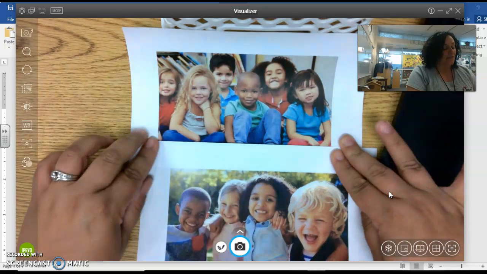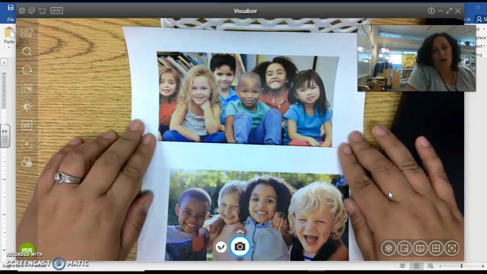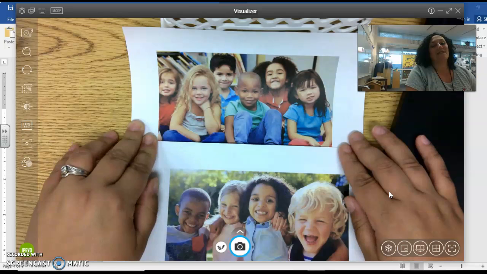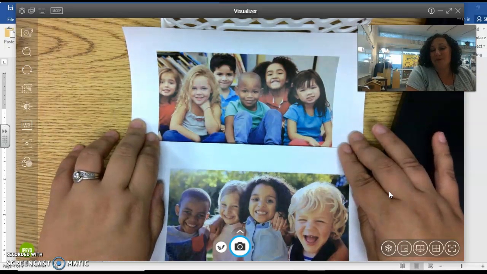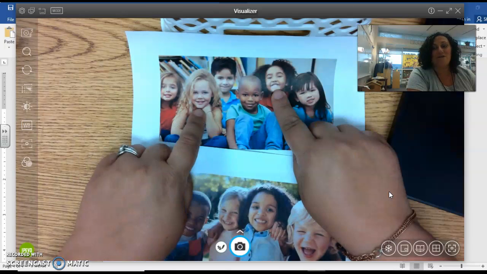All right, now let's think of something else besides boys and girls, okay? Something that we really got to think about. What makes us look the same? So you know what I'm noticing? I'm noticing this girl and this girl. Something that's the same about them is they both have curls in their hair, so they both have curly hair.